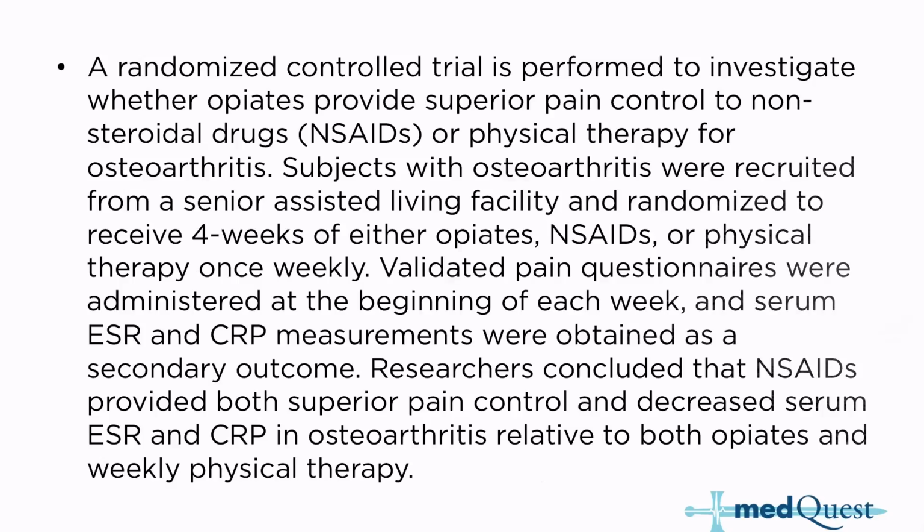Let's come to another example question. A randomized control trial is performed to investigate whether opiates provide superior pain control to NSAIDs or physical therapy for osteoarthritis. Subjects with osteoarthritis were recruited from a senior assisted living facility and randomized to receive 4 weeks of either opiates, NSAIDs, or physical therapy once weekly. Validated pain questionnaires were administered at the beginning of each week, and serum ESR and CRP measurements were obtained as a secondary outcome. Researchers concluded that NSAIDs provide both superior pain control and decreased serum ESR and CRP in osteoarthritis relative to both opiates and weekly physical therapy.